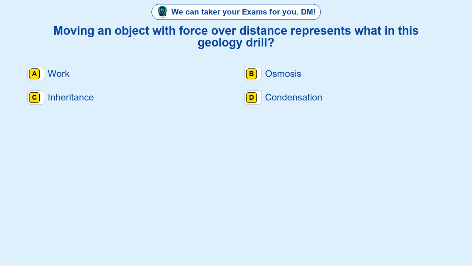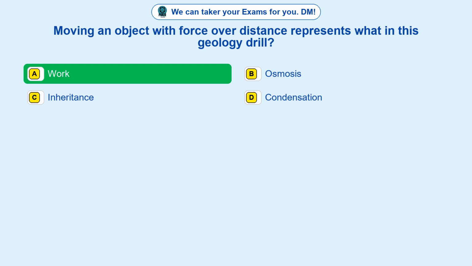Question 59. Moving an object with force over distance represents what in this geology drill? Option A, work. Option B, osmosis. Option C, inheritance. Option D, condensation. The correct answer is option A, work.